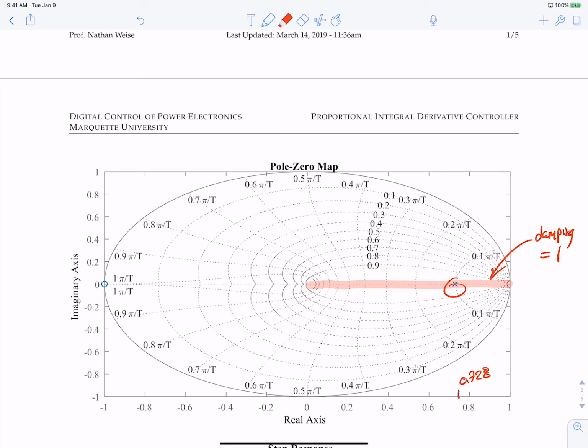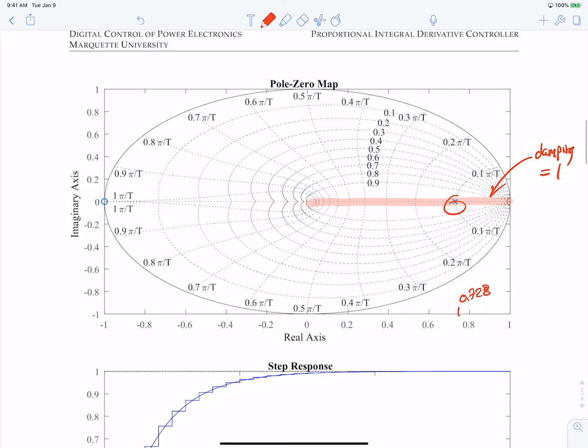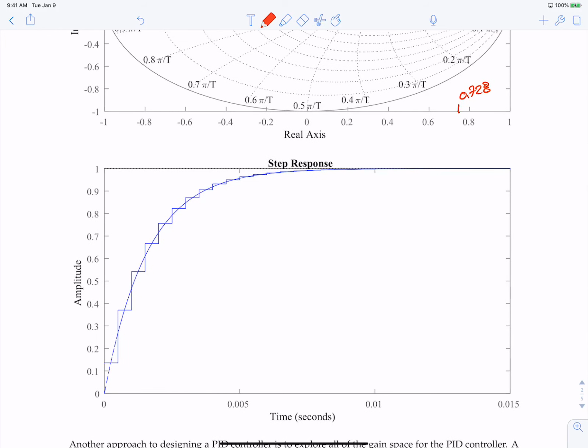And the bandwidth, just so we look at this, is 0.1 pi by T, approximately, roughly. So that's where we're at. So it gives us a response relative to the sampling time of how fast our controller will respond. So here's the step response for this controller, and this is a pretty good response. The solid line is, of course, the continuous time response, and the dashed line here is our digital controller response. All right, very interesting.